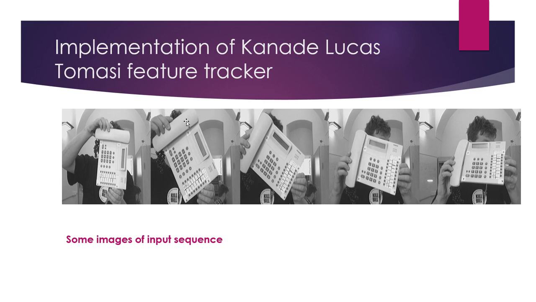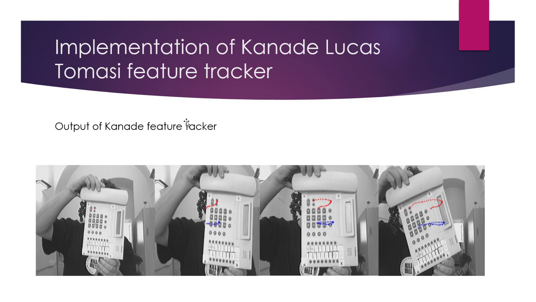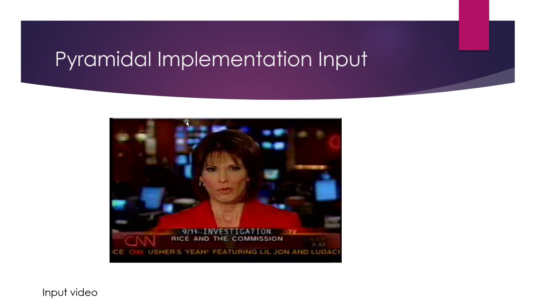Now I implemented the Lucas-Kanade feature tracker. I inputted a sequence of images where the object was rotating, and the output is generated as follows. As we can see, the blue and the red dots represent the feature tracking. As we see, it's very accurate for the small window size, but it doesn't consider large window size.